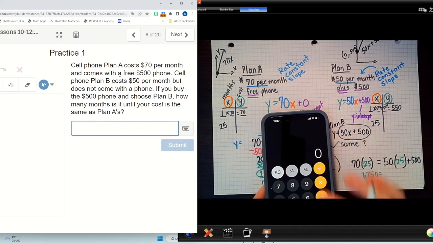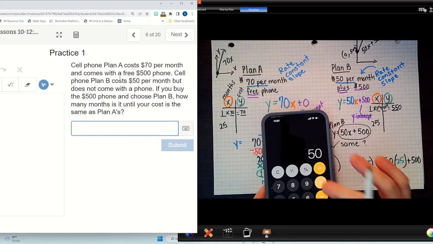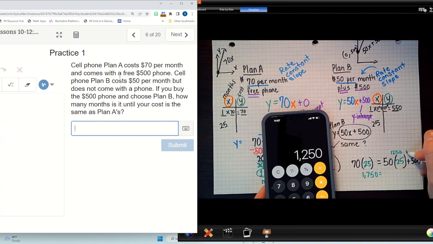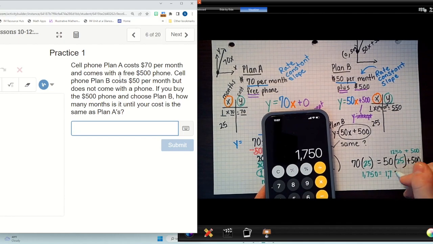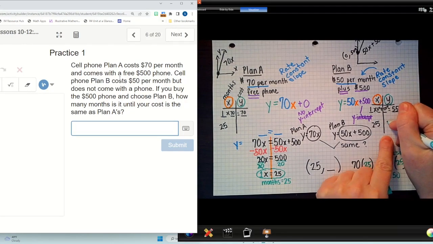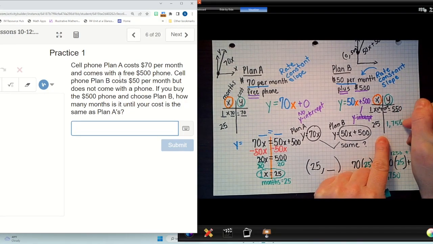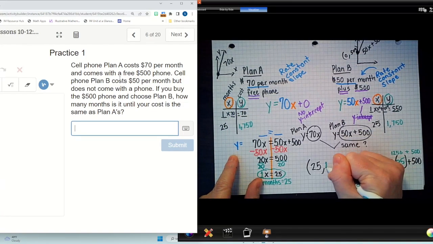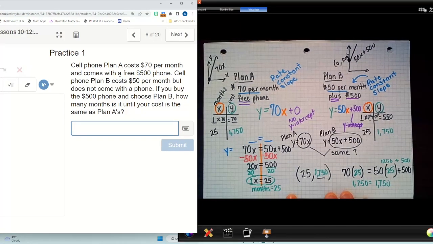All right, let's see what this one equals. 50 times 25, and that's 1,250, but I got to add that extra 500. Remember, we got that y-intercept to deal with. That's our plan starting at 500, so we can't forget about that. Look at that. They are the same. So now I know my y. 1,750. So after 25 months, these two phone plans will cost the same amount of money.